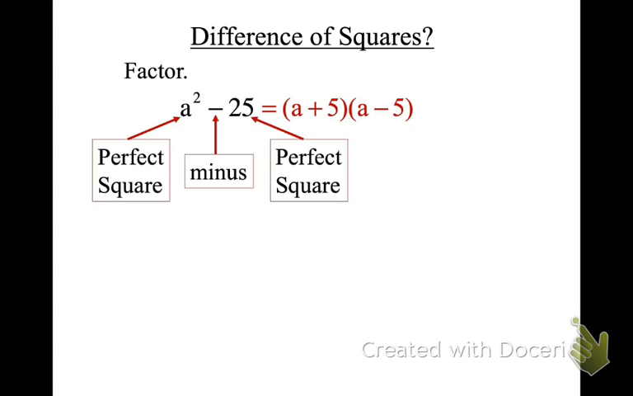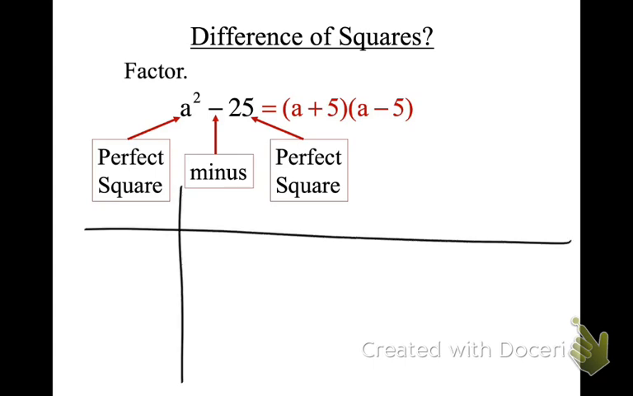When you're done with that, you're going to draw a line, and on the left you can write perfect squares. Pause the recording. For your Cornell notes, there's going to be a line, and over on this side, it's going to say perfect squares.